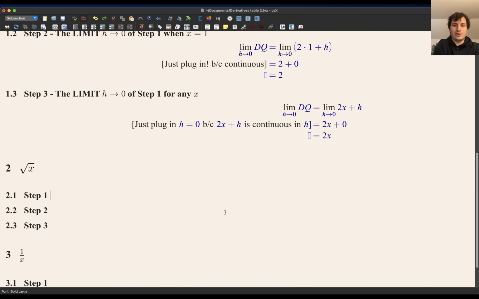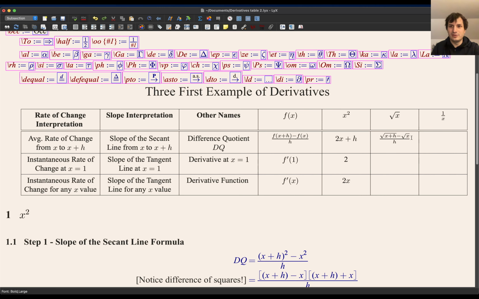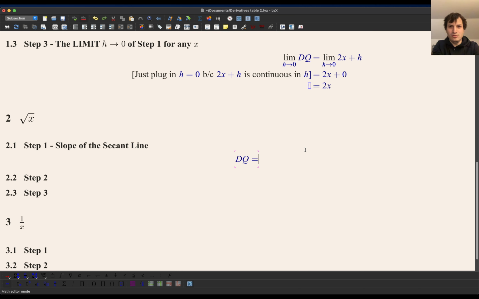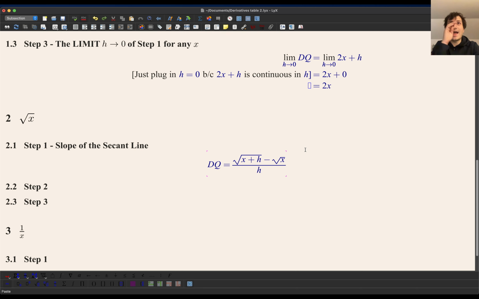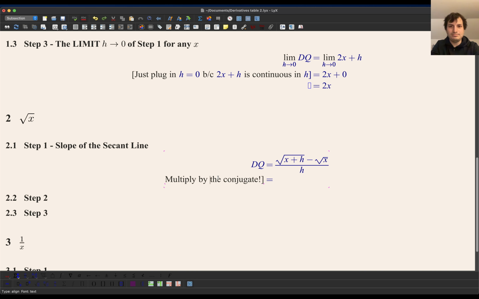In step 1, we're going to find the slope of the secant line like we did. So we start out with this formula, which I'm going to copy paste in. This is what people would write as the DQ, the difference quotient. How are we going to simplify this? In this case, we're going to use another trick that we saw when we did limits. We have 2 square roots. We are going to multiply by the conjugate.